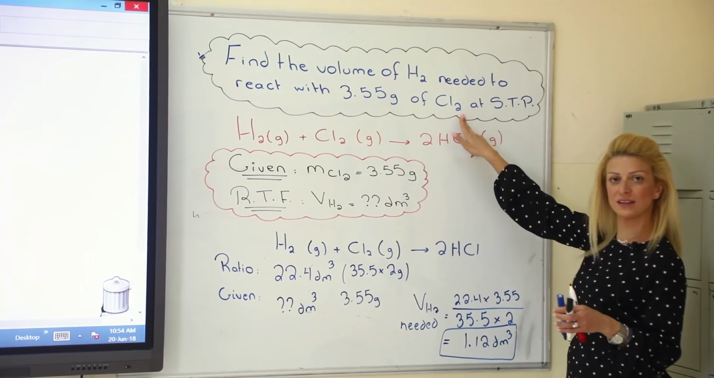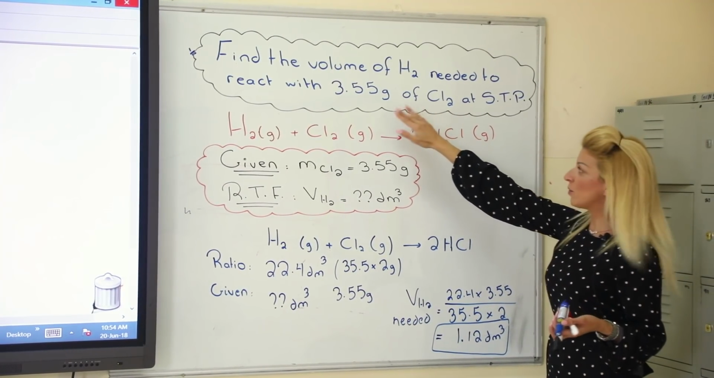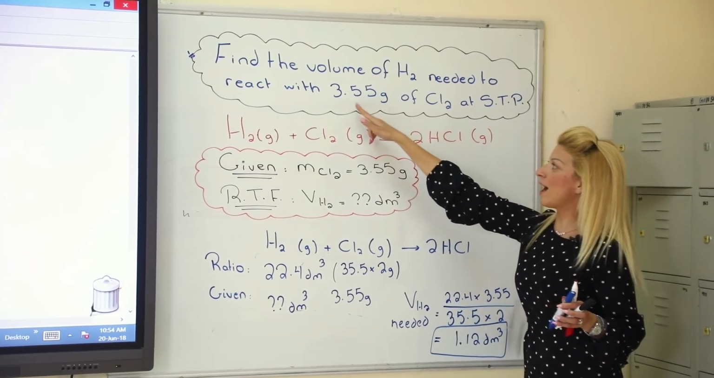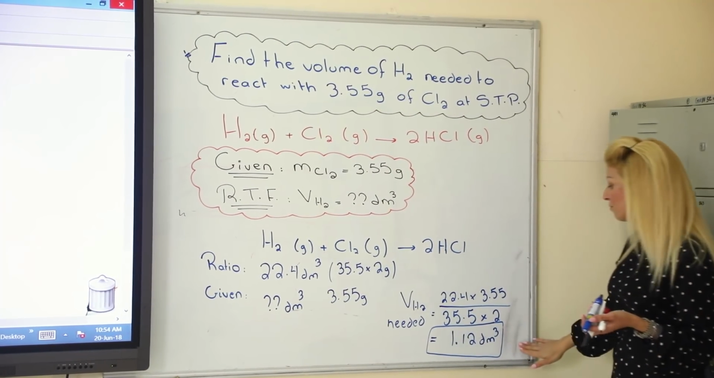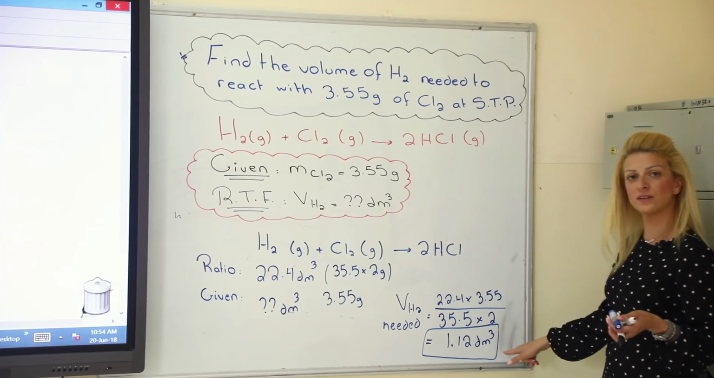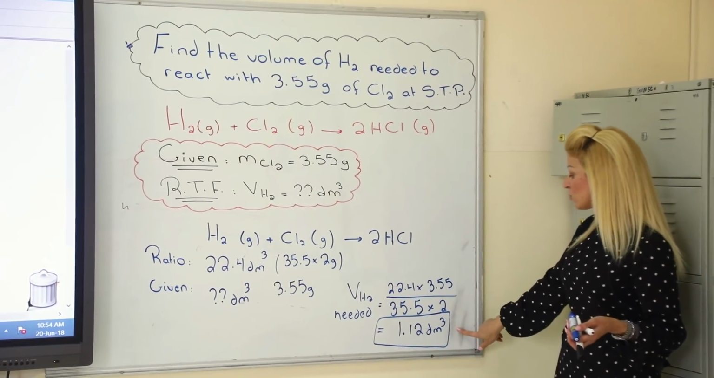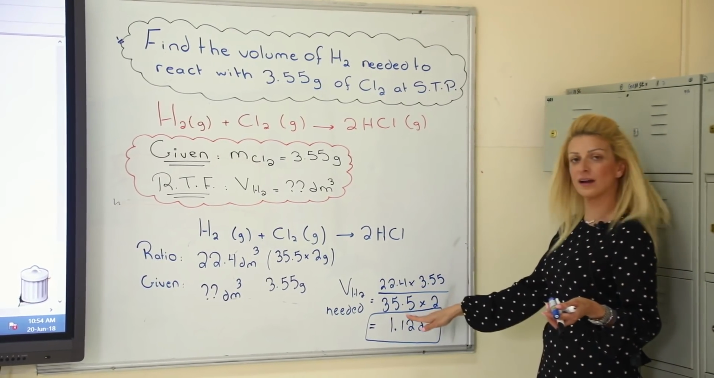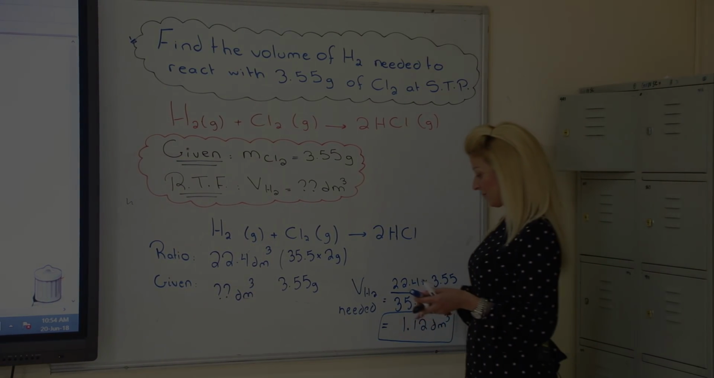We can put a box around our answer and then check that we reported our answer to the correct number of significant figures. Looking back at the given, we are given one number, which is the mass of chlorine, and its value has 3 significant figures. So our final answer should be reported to the least number of significant figures in our given, so it should be 3 significant figures as well. So our answer is correct, 1.12 decimeter cubed.